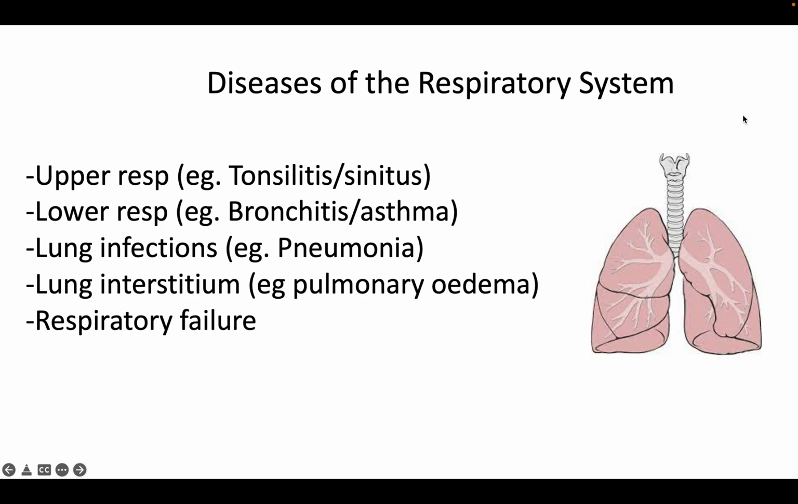So diseases of the respiratory system is what's next. It's separated physically into things that are more around the mouth, like tonsils and sinuses, and the lower respiratory system, like your classic emphysema, asthma, infections of the lung. So pneumonia is a really common one. And basically, I guess, pressure and water regulation around the lungs, like pulmonary edema and just failure of the lungs.